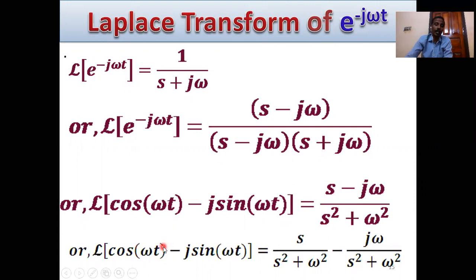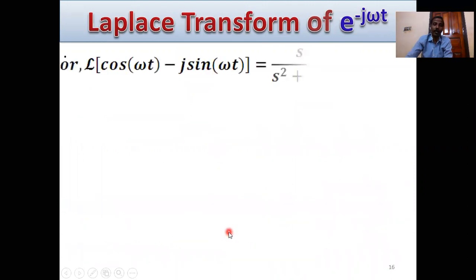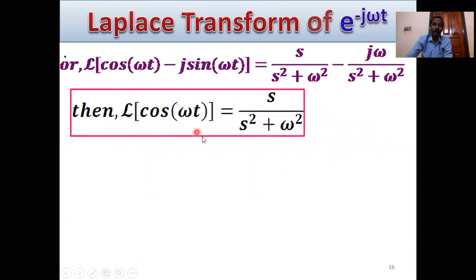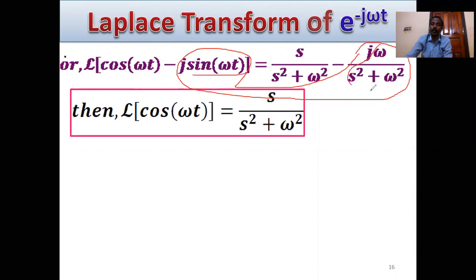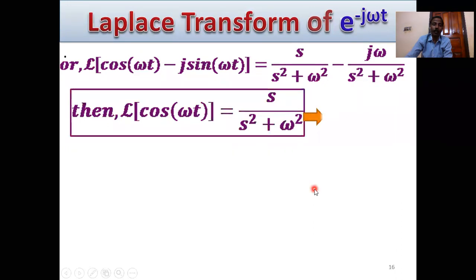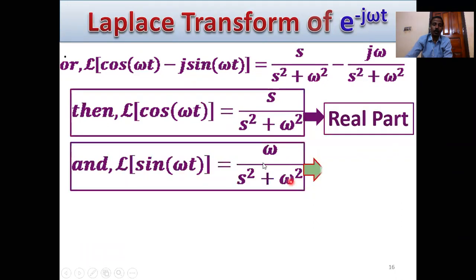So comparing both sides, real and imaginary parts, we get Laplace transform of cos omega t. This is the real part, equivalent to s by s square plus omega square. And this is the imaginary part. J cancels, and Laplace transform of sine omega t equals omega by s square plus omega square.